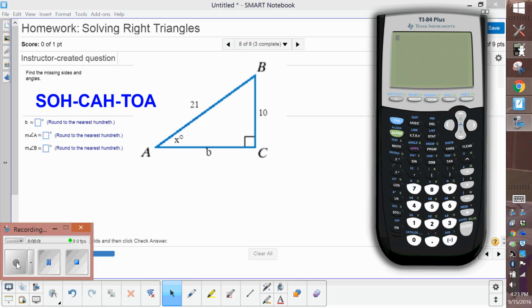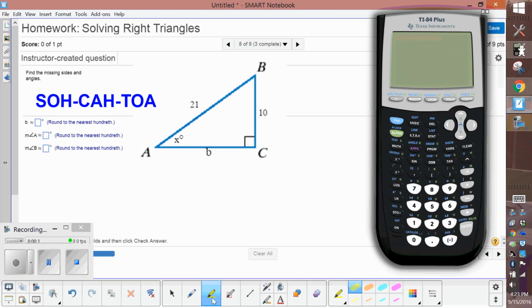Okay, this problem's a little bit different because in this specific problem, I don't know a reference angle. In fact, I don't know what A is, and I don't know what B is. So this is going to be a little bit different than the last 3 problems. But I do know 2 side lengths, so I can find B pretty easy. I could use trig if I wanted to, or I could do the Pythagorean theorem.